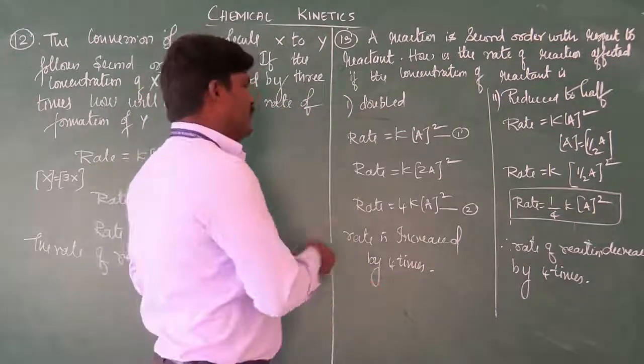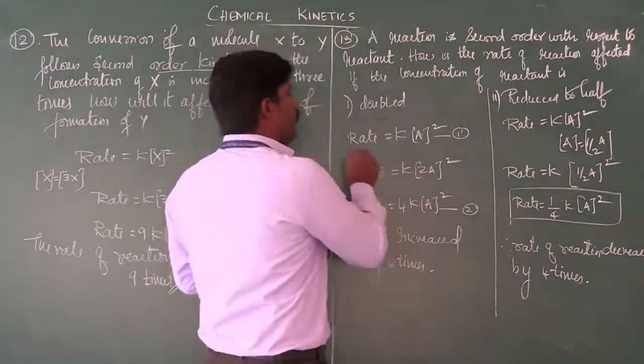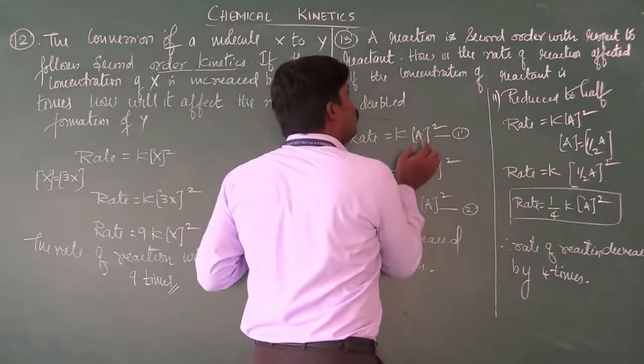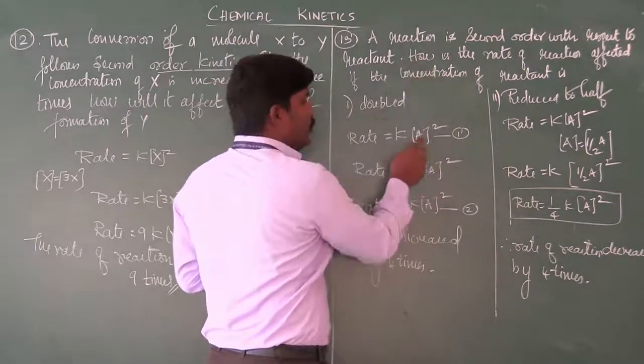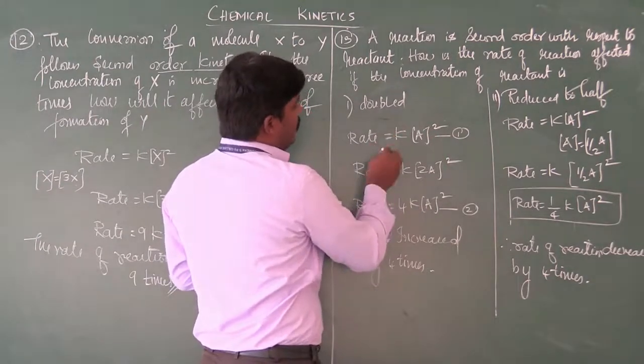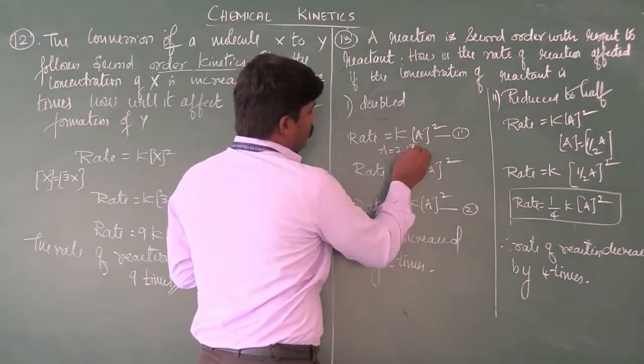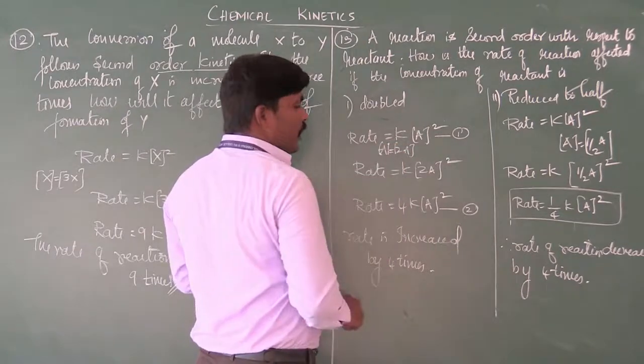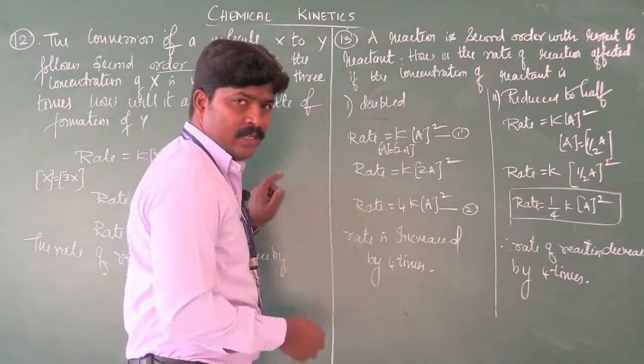Let me take first the basic rate is equal to k[A]^2, because it is second order. So it is a second order, 2 here. Now what they say is that A is doubled. That is, doubled means A becomes 2A. Twice we have increased the concentration.